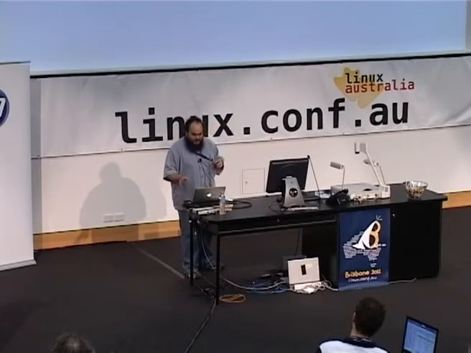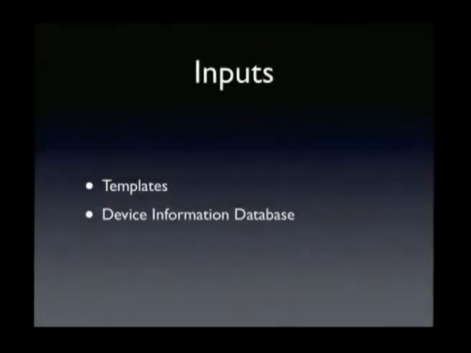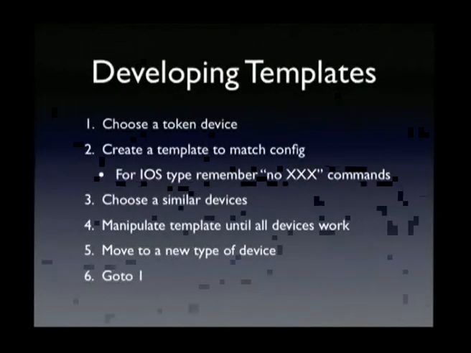I love Puppet, but I'm still not going to use it for anything it has no idea about. So generally you give these things templates and you give them a device information database, which contains every bit of uniqueness for that device, and then you merge them. So you manage a bunch of things: your network interfaces, Cisco config, policies, VLAN databases, DNS zones, you get the idea. Doing templates is fairly easy.